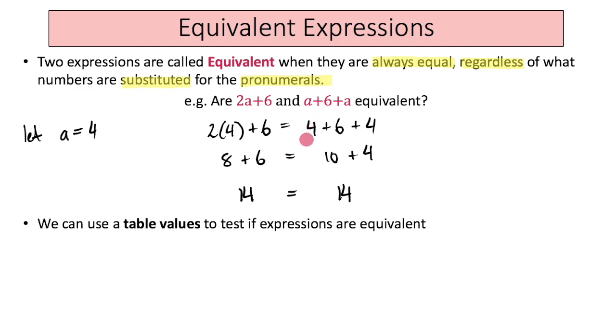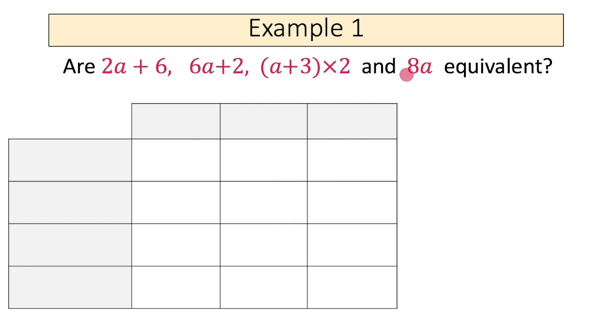Now, if I really wanted to prove this, I would have to make sure that regardless of what number A is here, so it could be 89 or it could be 101, I need to make sure that for any value of A, I'm always going to get the same answer coming out. And that's what we read here. They're always equal regardless of what numbers are substituted for the pronumerals. So if these two are truly equivalent, no matter what number I put into my A, they should always be equal to each other. And we know that is going to be the case. Now, we can use a table of values to test if expressions are equivalent, and that's what we're going to be doing next. Let's now use a table of values to see if these expressions here are equivalent.